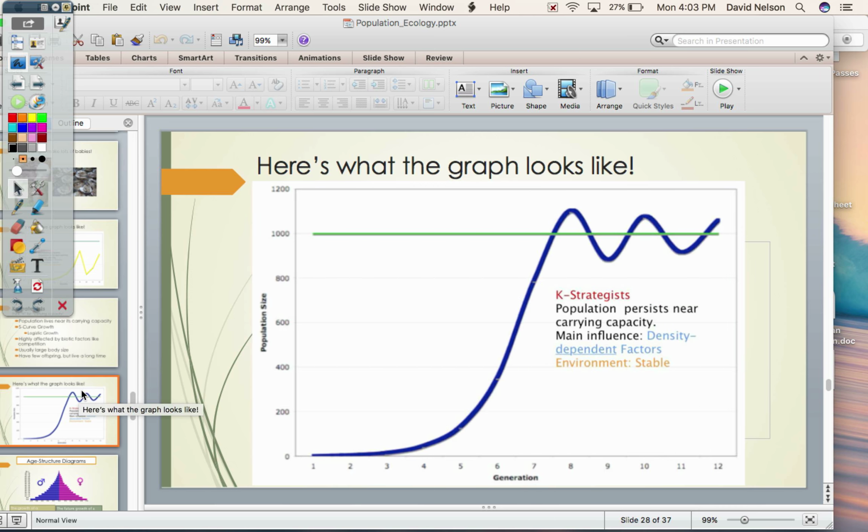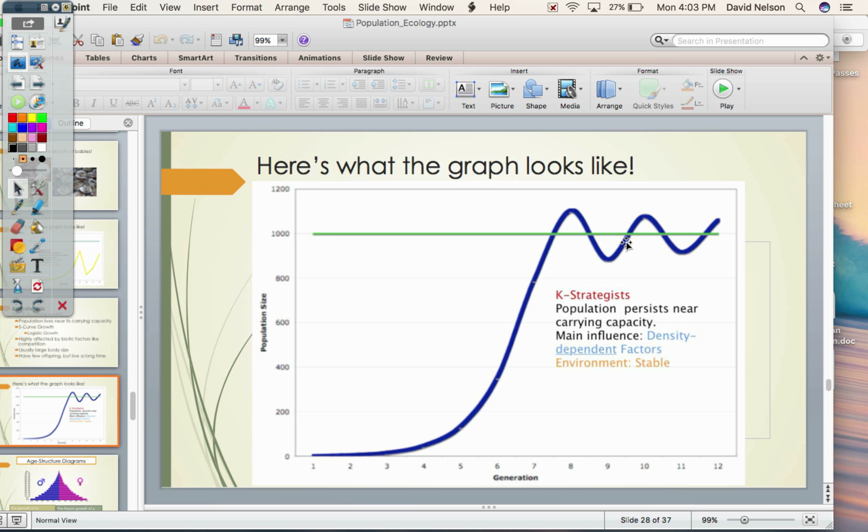This is this S graph or S curve. See, if we look here, we get little S's, and we have our carrying capacity. Our K strategists are going to fluctuate above and below this carrying capacity. So they're going to end up going above the carrying capacity. They're going to exceed what this environment can support. So some are going to starve and die off. The population will drop back down.